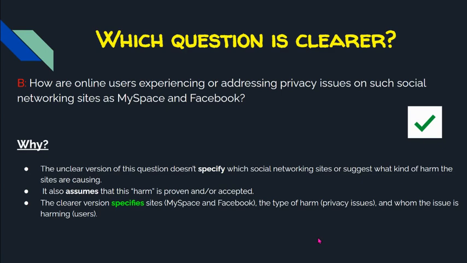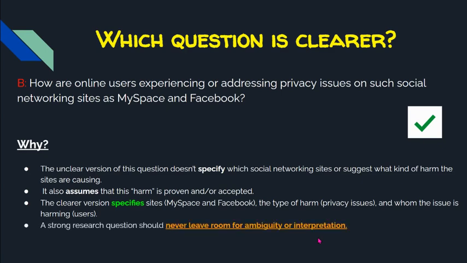Which social networking sites or apps will I use? It also specifies the type of harm. So it talks about actual privacy issues and who the issue is actually harming. So there's a lot of different ways here that we can see that this research question is a lot clearer than the other question.